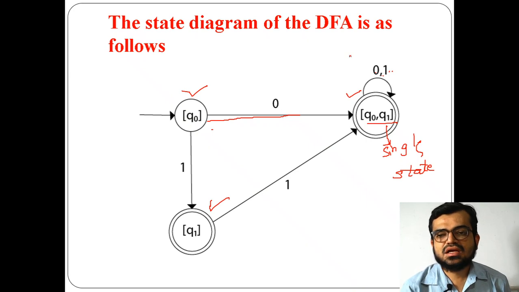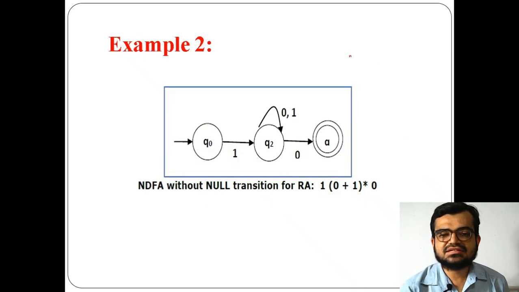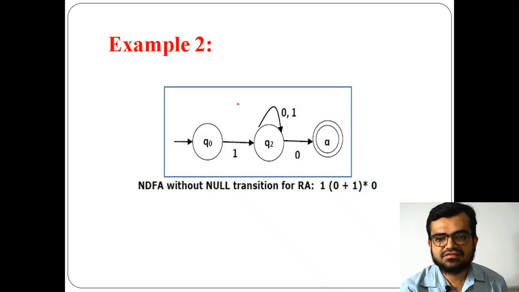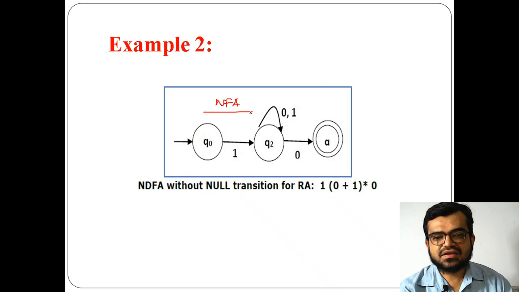Okay. Now there is another example here. In this example also, what we have to do is perform the process so that the given NFA should convert into DFA. Now, how should the given NFA get converted?